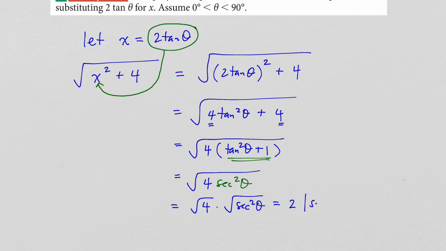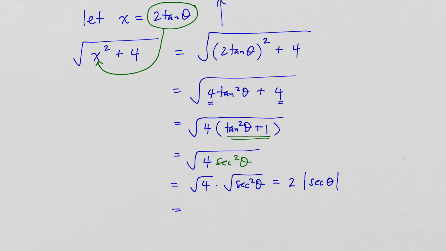Now once we do that, the square root of 4 is 2, and the square root of secant squared is technically the absolute value of secant. However, because we are under the assumption that theta is between 0 and 90 degrees, that means that theta is in the first quadrant. And in the first quadrant, secant is already positive. And so what that means is that these absolute value bars right here, in this case, they are unnecessary. So we can remove them, and this is the answer that we get.